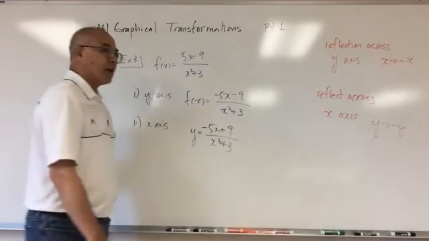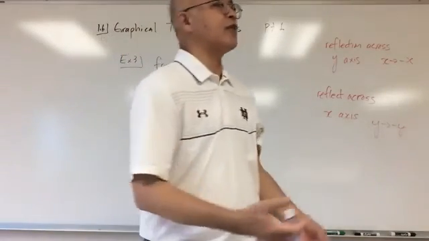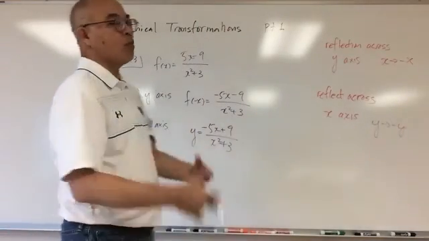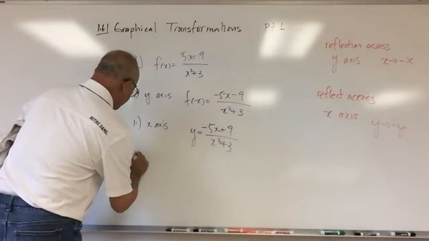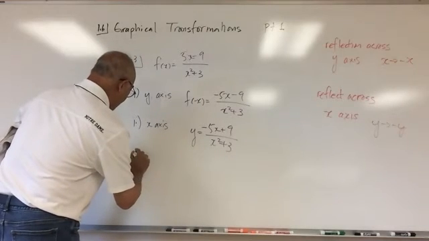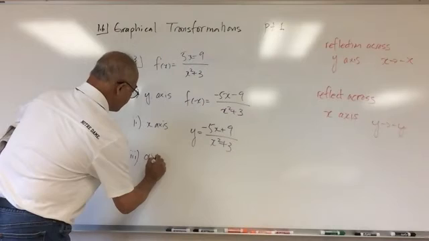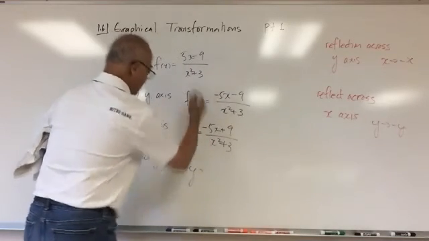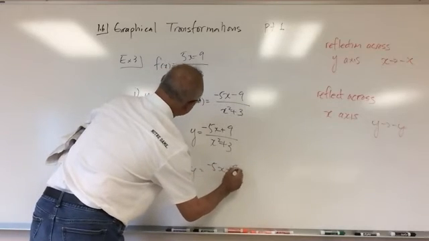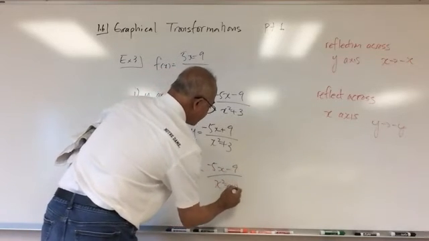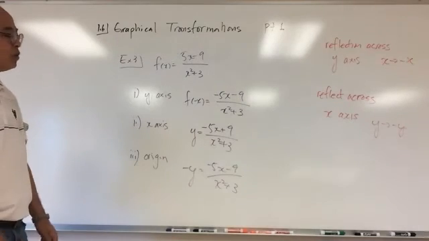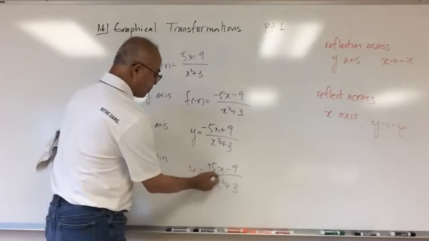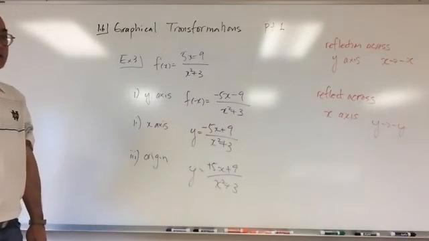Okay. Now reflecting across the origin is nothing more than reflecting across the y and the x together. So when you reflect across the origin, you're going to go negative y. So this is across the origin. Where y is, I'm going to put negative y, where x is, I'm going to put negative x. So negative 5y minus 9, x squared plus 3. This is reflecting across the origin. So again, I'm going to multiply both sides by -1. So that'll be your answer.